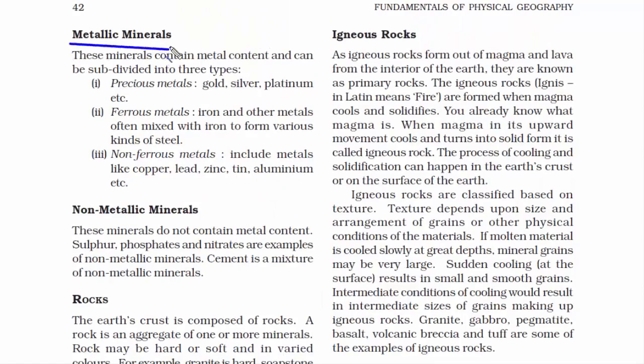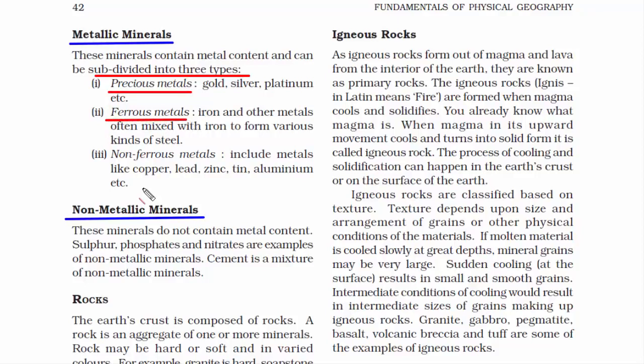Minerals are of two types. They are metallic and non-metallic minerals. Now we're going to read about metallic minerals. Of course, by the name we can figure out that these are minerals that contain metal, and they are also subdivided into three types. The first one is precious metals, like gold, silver, platinum. I don't need to tell you why they are called precious metals.